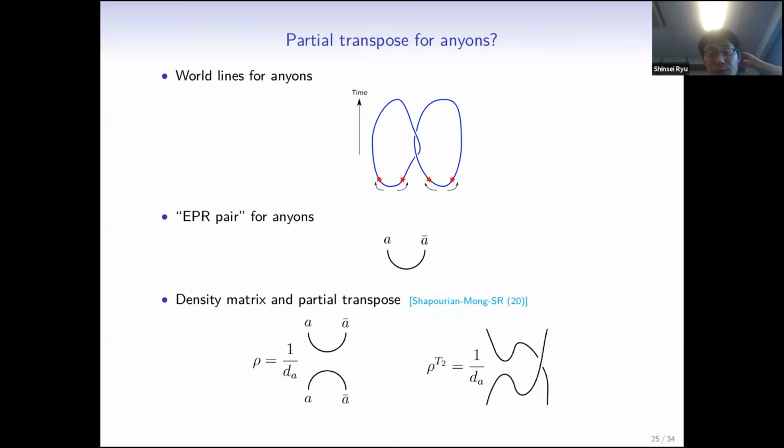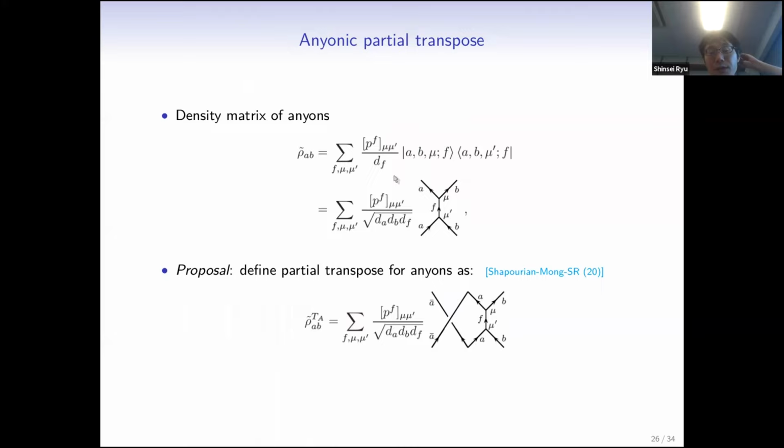If you are uncomfortable with this diagram, there's a specific meaning in terms of equations. You just need to be a little more careful, but basically this gives us the definition of partial transpose for anyons. Okay, so let me discuss a few examples of our definition of partial transpose.